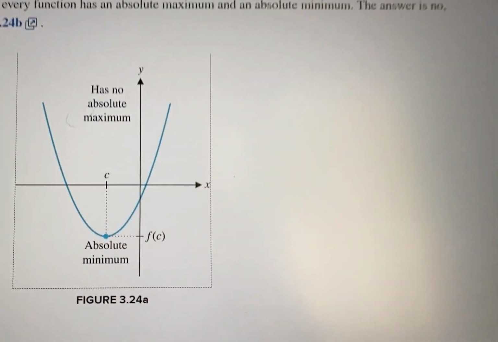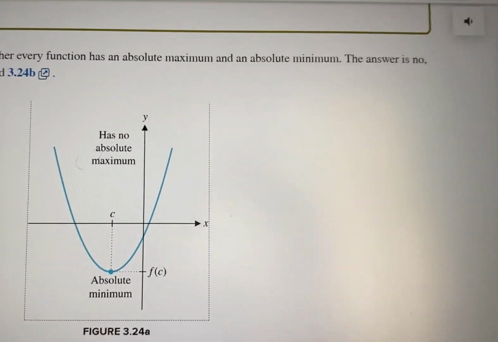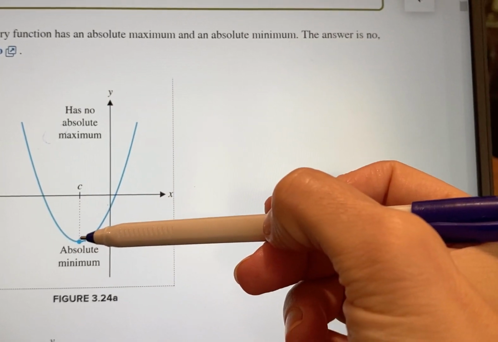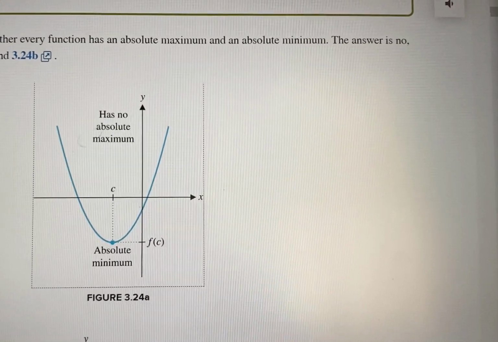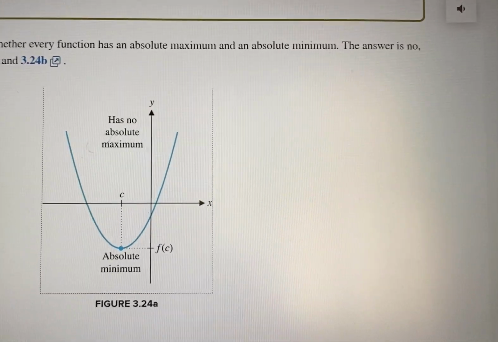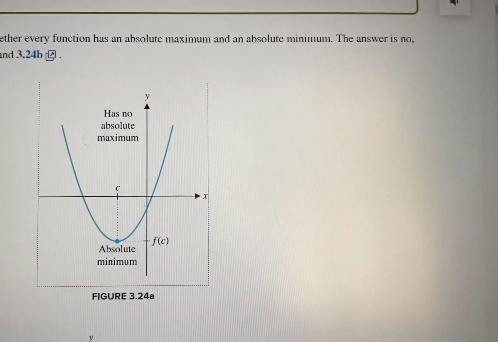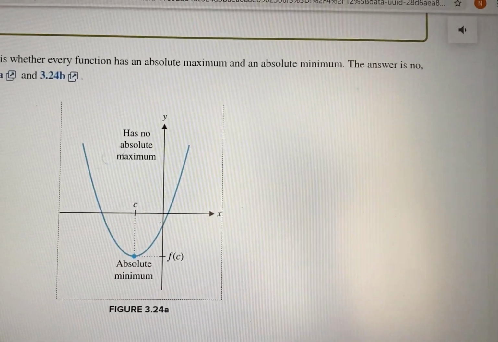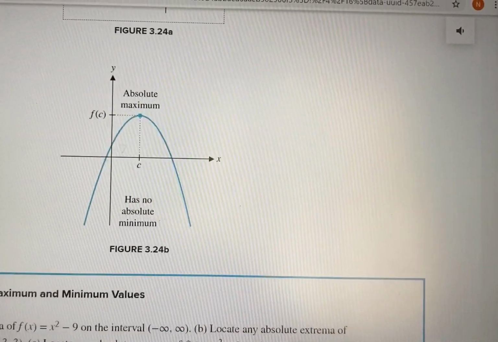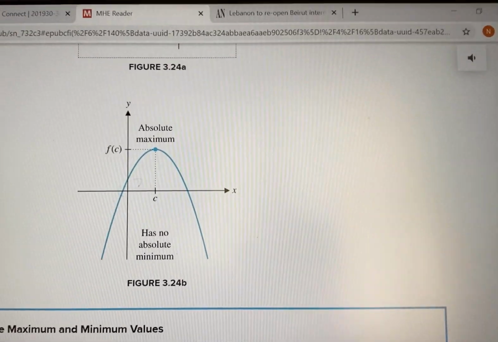Whereas if we look at a minimum, we will notice that f of c here is less than or equal to all the function values. There is nothing less than f of c. So the smallest value you have is f of c. So what do we call f of c? The absolute minimum. Look at this upside down parabola.